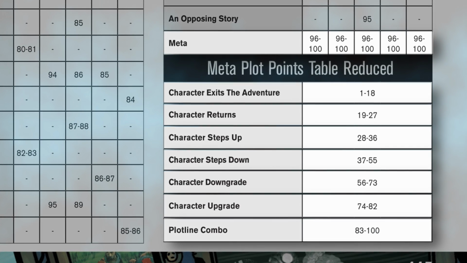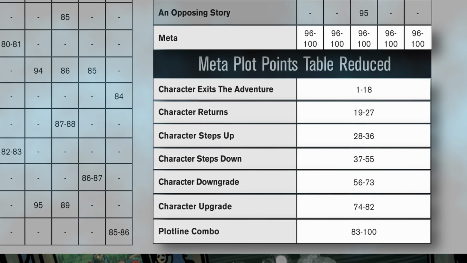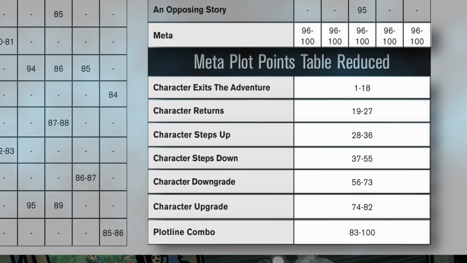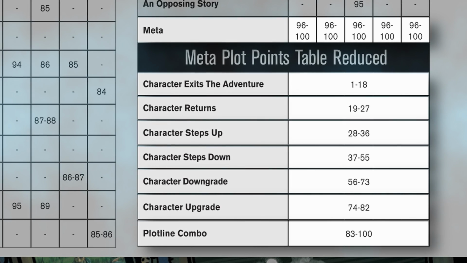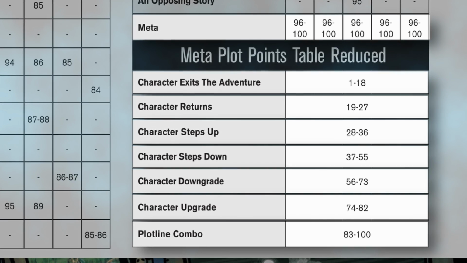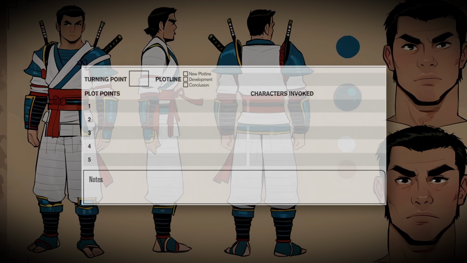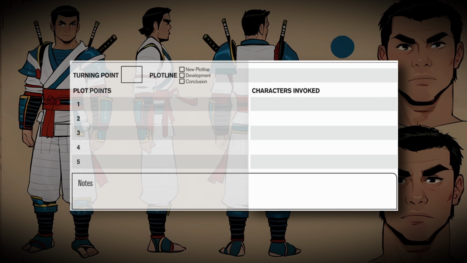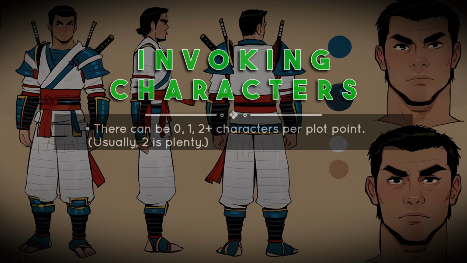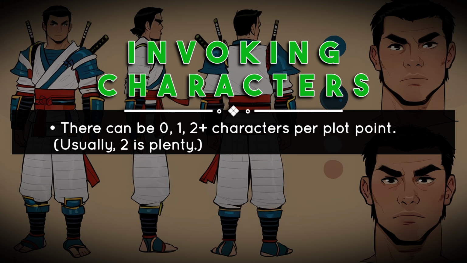As you can guess, most of these deal with characters and how important they are in your story, but the last option, plotline combo, means you would roll for a second plotline and both of them would be advanced in this one turning point. Now, what about the characters? Characters are called upon when you roll for plot points. Usually you will need to roll either 0, 1, or 2 per plot point.